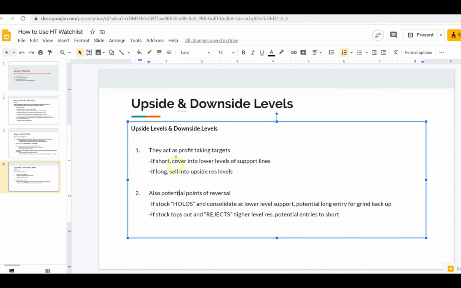Okay. Also, these upside and downside levels are potential areas of reversal. So if a stock holds and consolidates at lower level support, then that's potentially a long entry for an upside. In the same way, if a stock tops out and rejects a higher level resistance, then that's another potential entry to go short. So let me talk about what that looks like.